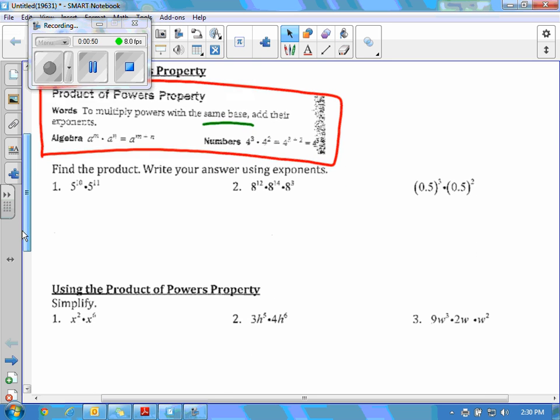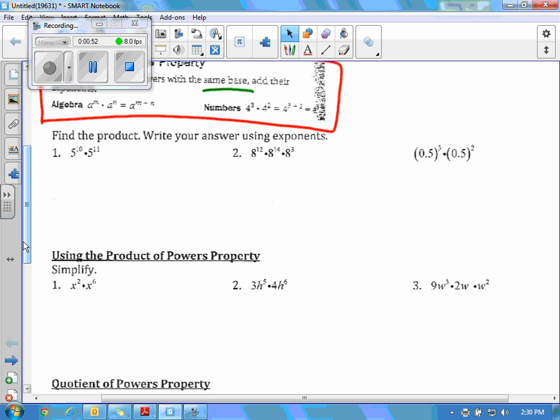It says find the product, write your answer using exponents. So for number 1, we have 5 to the 10th and 5 to the 11th. The first thing you need to notice is that these have the same base. They both have a base of 5. So I can go ahead and add the exponents. I'm going to get 5 to the 10 plus 11, so 5 to the 21st power.